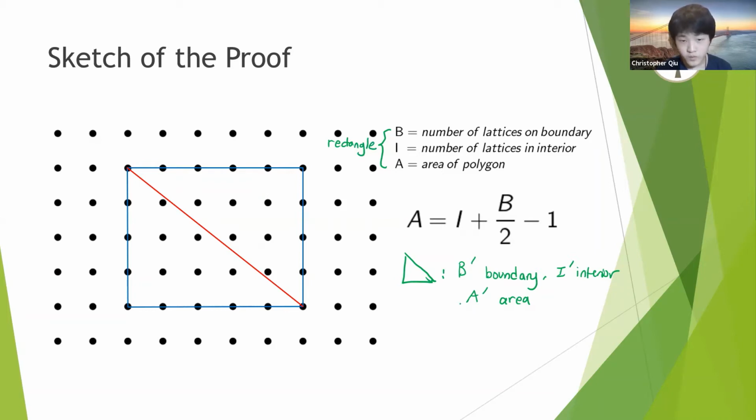And from here, we also know that A prime is just half of A because we're splitting the rectangle in half and taking the area of that. So let me just write it over here. This is equal to half of A. And so we can halve this equation because we already know it's true. And again, capital A, capital I, and capital B without primes are just the quantities that we have for the rectangle itself. So this is actually just true. So we can divide the entire equation by 2. And what we get is this.